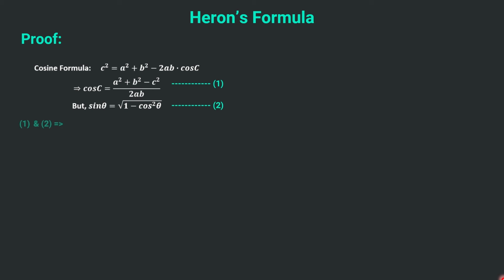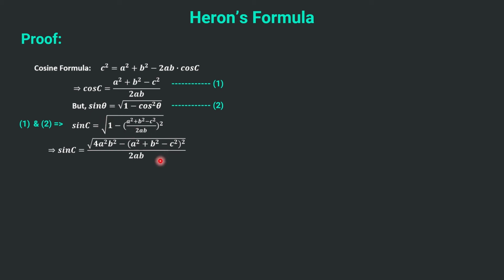By combining equations 1 and 2, that means putting the value of cosine from equation 1 into equation 2, we get sin C is equal to the square root of 1 minus ((a squared plus b squared minus c squared) upon 2ab) whole squared. Now expanding it, we get sin C is equal to the square root of (4a squared b squared minus (a squared plus b squared minus c squared) whole squared) upon 2ab. Since the denominator was a square, after taking the LCM we took it out of the square root, so it becomes 2ab. We will call it equation 3.